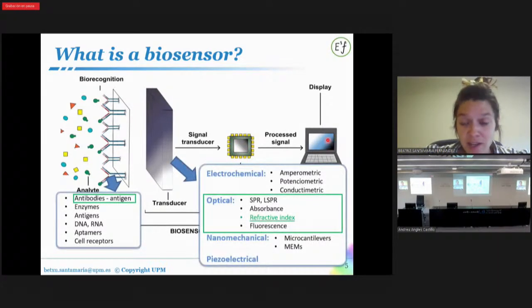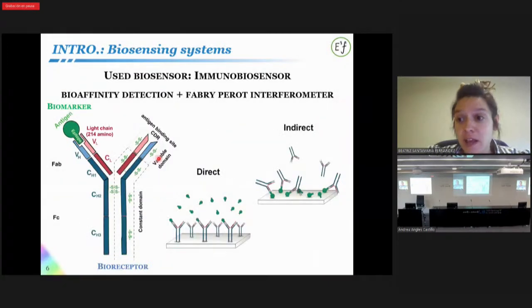So there are many classifications of these biosensors. We can classify them in function of this biological interaction or in function of this transducer. If we classify them in function of the biological interaction, in our case, the biological interaction that the sensor detects is the bioaffinity. It is the interaction that occurs between a biomarker, for instance, a protein or an antigen, and a bioreceptor that, in our case, usually is an antibody.